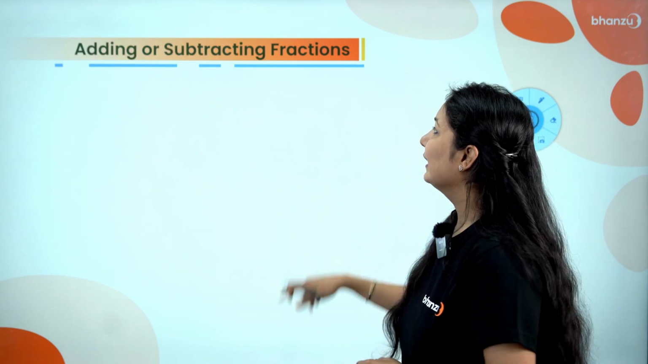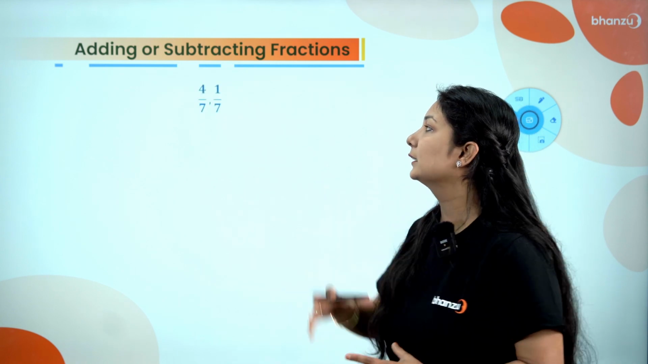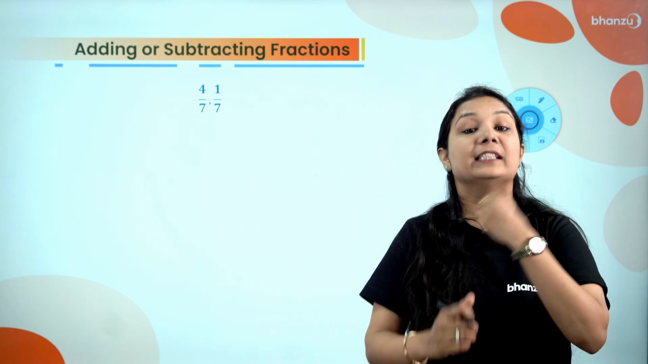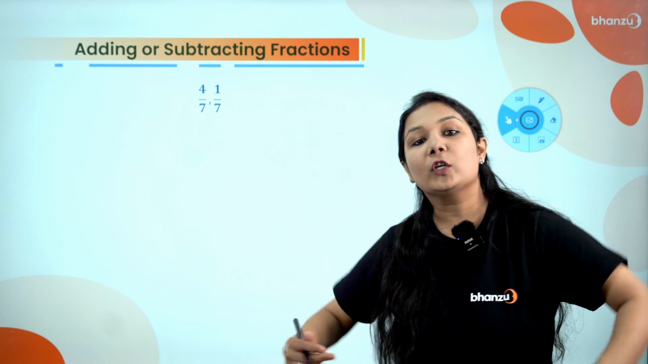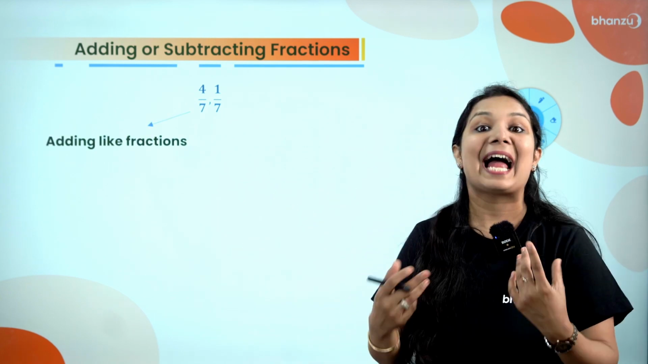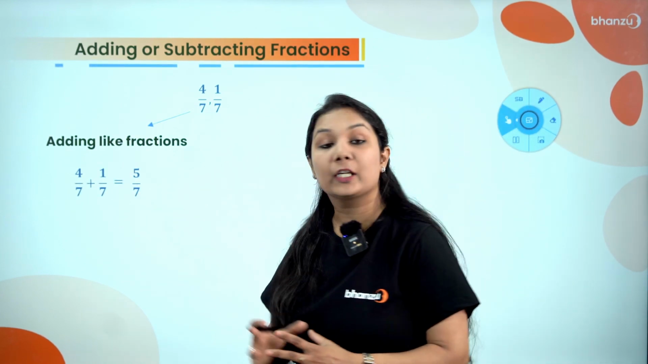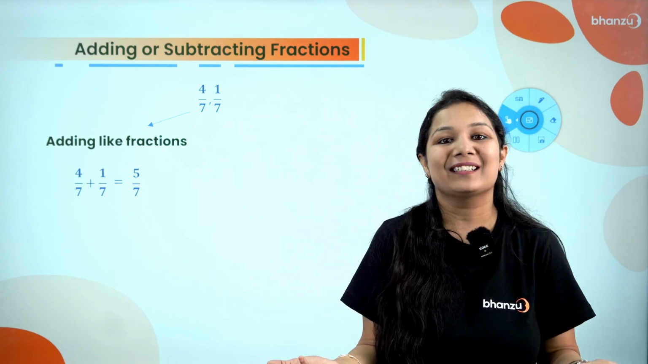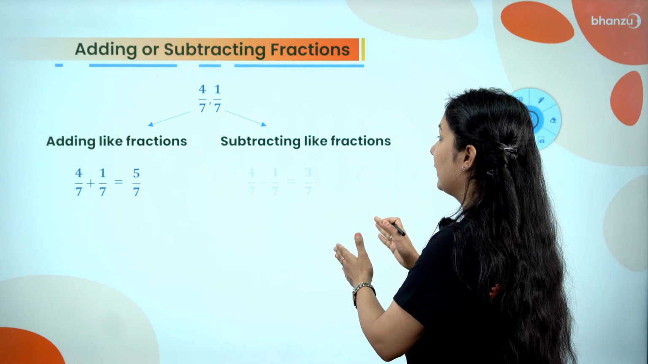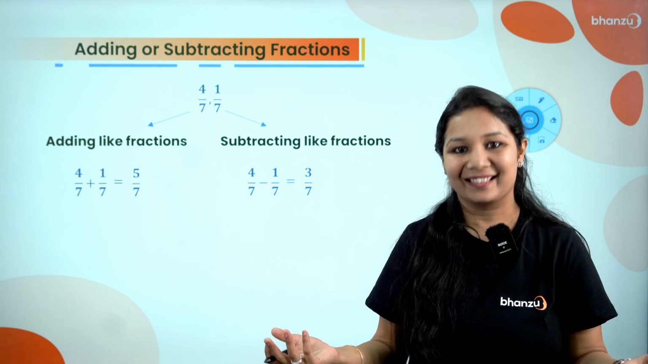Moving ahead, we have addition or subtraction of fractions now. First, an example of like fractions. The denominator is same. So what should we do now? How do we add them? We add them by adding their numerators. Denominator is same, we take it common and we just need to add the numerators. Same goes for subtraction. Taking the denominator same, just subtract the numerators. So you get 3 upon 7, right?